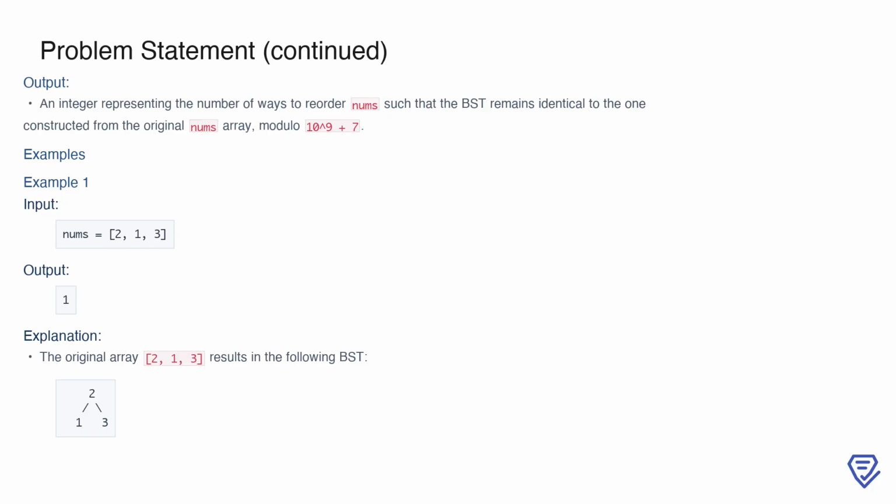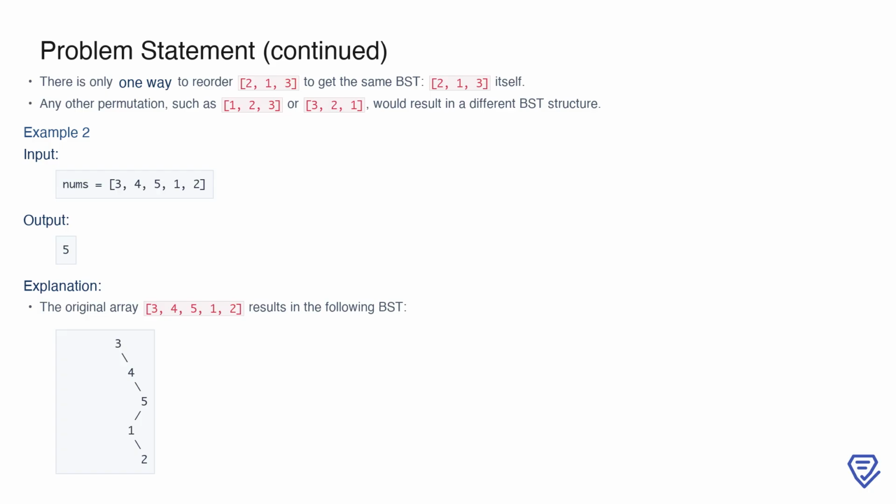The resulting BST looks like this: 2 at the root, with 1 as its left child and 3 as its right child. In this example, there is only one way to reorder the array nums while maintaining the same BST structure, and that is to keep the array as 2, 1, 3. Any other permutation, such as 1, 2, 3, or 3, 2, 1, would result in a different BST structure. For instance, 1, 2, 3 would create a BST with 1 as the root, which is not the same as the original tree.